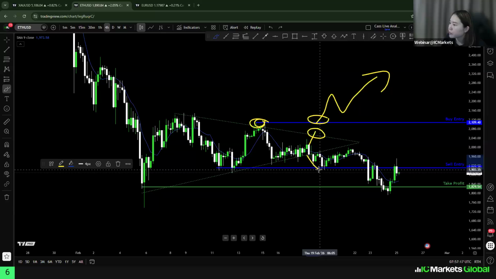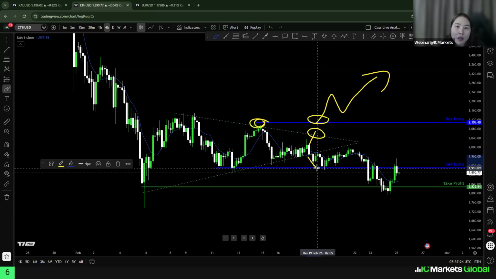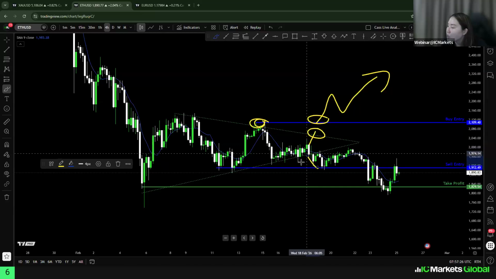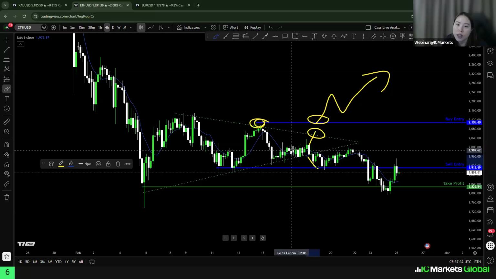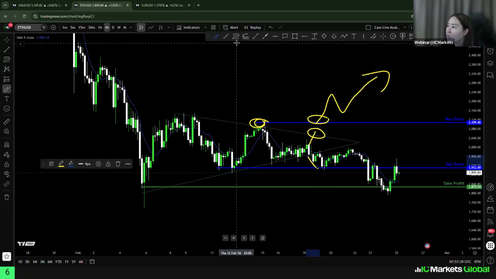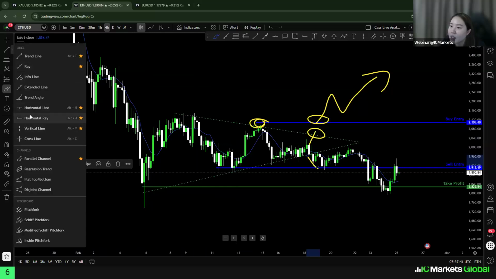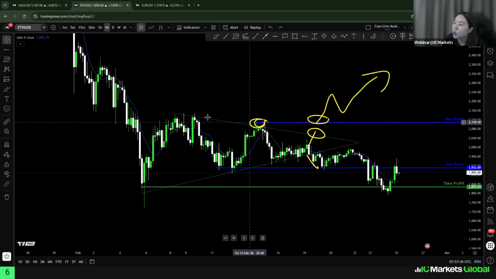Why? Because breaking out of your triangle is the first sign, right? You need more evidence, more reason to enter for a sell. Just breaking the triangle alone is not a good enough reason to enter, because it could have been a fake out. It could have just come out and then gone back in, forming a rectangle. So it's like, I'm done with the triangle shape, now I want to form a rectangle shape, or a channel.